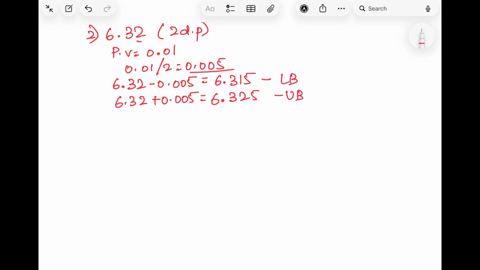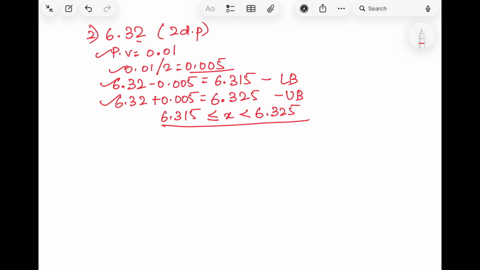And I also told you how to write it. So we write it as 6.315 less than or equal to x less than 6.325. So the 4 steps followed, and we write the bounds like this.